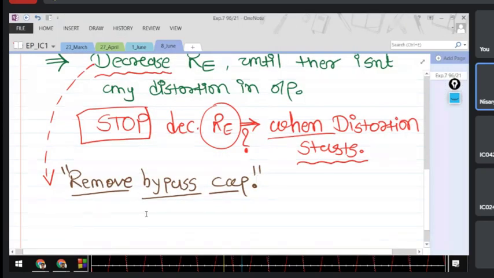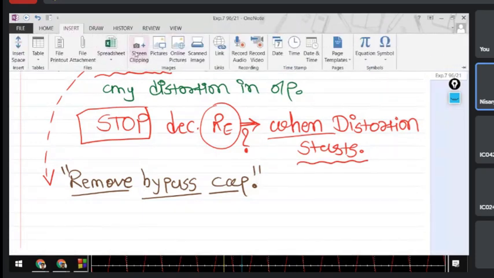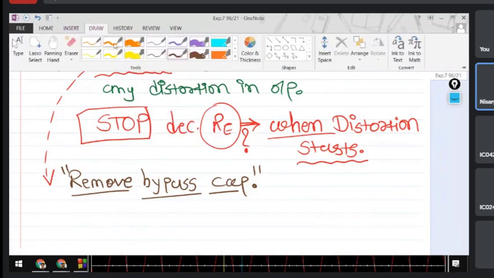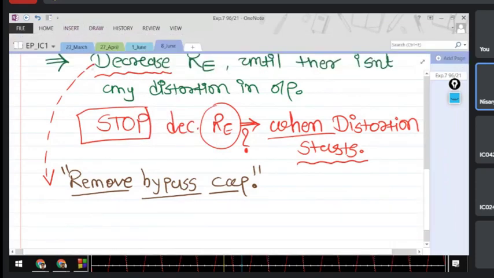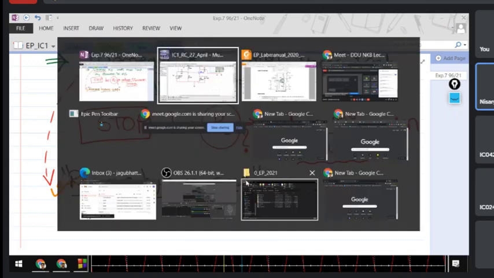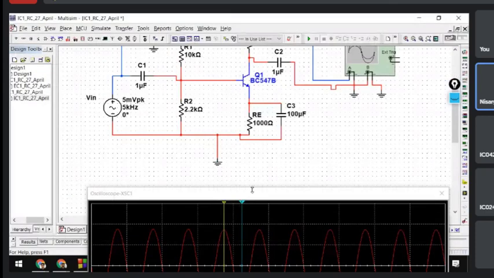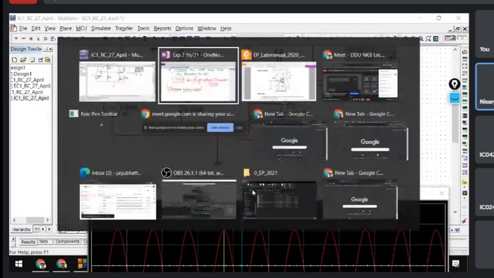So let us write down. Remove bypass capacitor: I thought it was the condition, but the output is also varying without removing the bypass capacitor, right? So removing the bypass capacitor is not necessary here. Fine. Now let us take the reading starting with 1 kilo ohm and we will gradually decrease it.